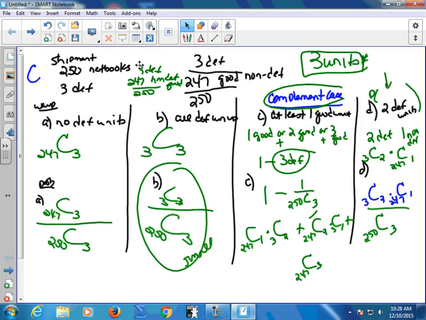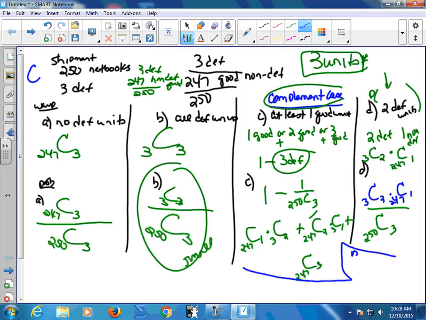Okay. What if I said I want, okay, do this. What if I said I want the probability of 1 defective unit? Set that up for me. Find me just the probability of getting 1 defective unit out of the 3.